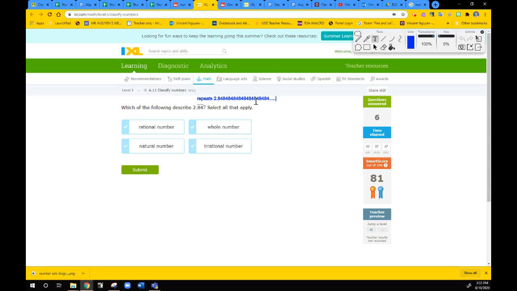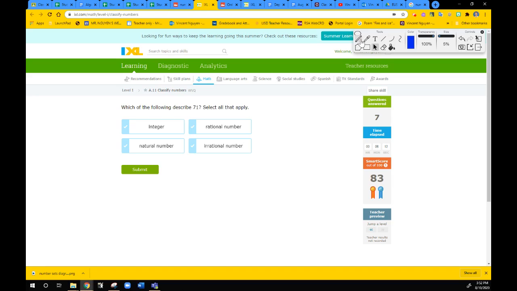So if we can predict what's coming, then it's considered a rational number, right? Now, if it's rational, it cannot be irrational, right? So those two are opposite. Is it a whole number? No, because it's got all these decimals. Is it a natural number? Of course not, because it's not a whole number. So rational number is the only choice. Very cool.